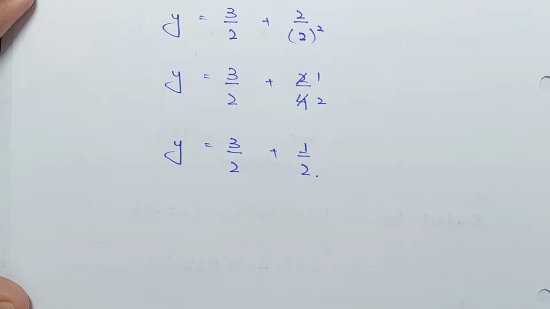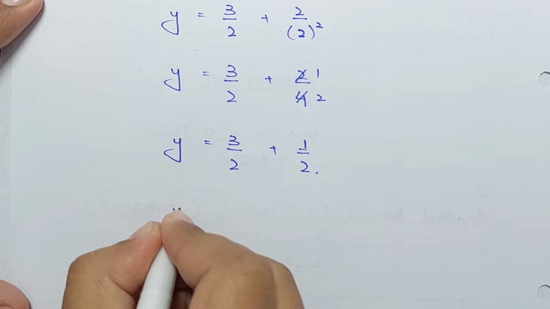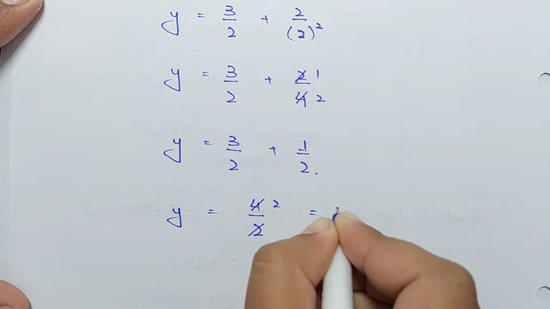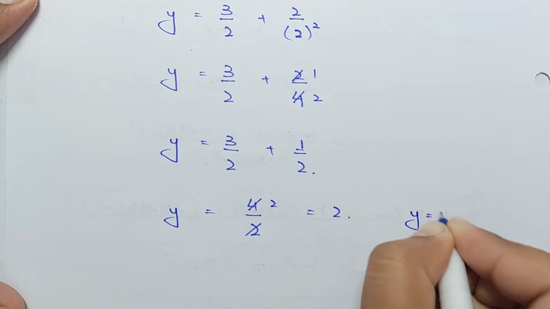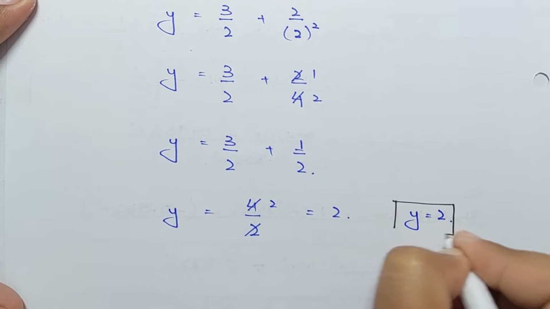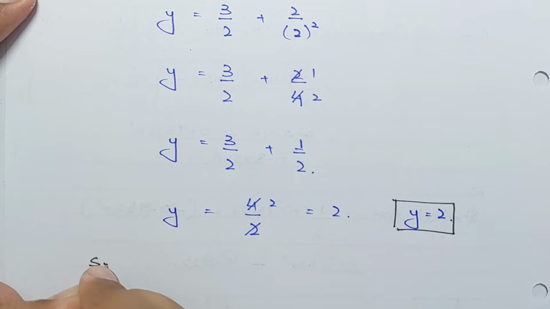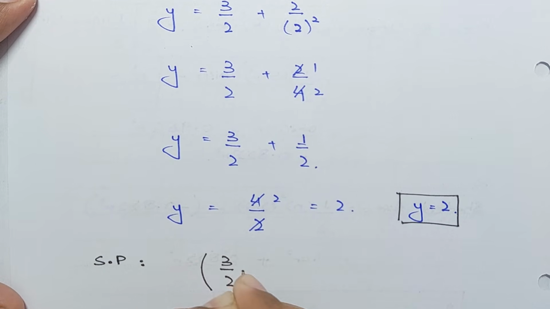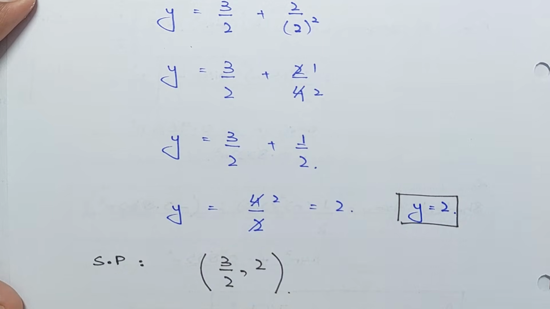So 3 plus 1, when the denominators are the same, just add the numerators. 3 plus 1 is 4. 4 divided by 2, 2 times 2 is 4. So the y coordinate is 2. For the stationary point, the y coordinate is 2. Now the coordinates of the stationary point: the x coordinate is 3 by 2 and the y coordinate is 2.